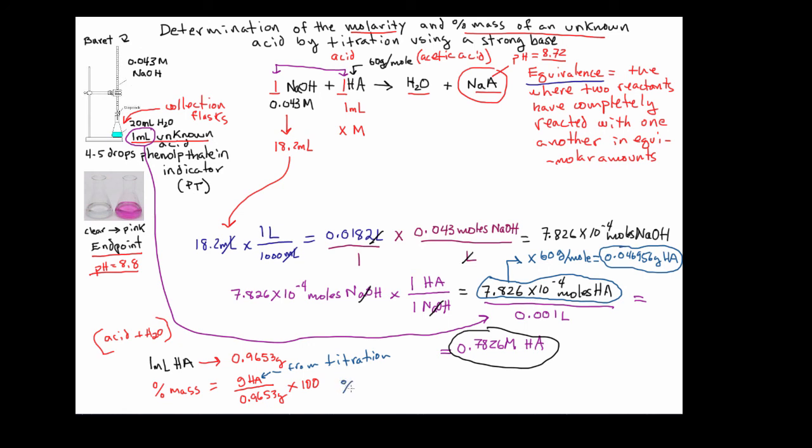So now I can calculate my percent mass. It's going to be 0.046956 grams, the mass of the acid by titration, divided by 0.9653, the mass of the 1 milliliter mixture, multiplied by 100. And what we get is that the percent mass of acid in the original 1 mL sample is about 4.9%.